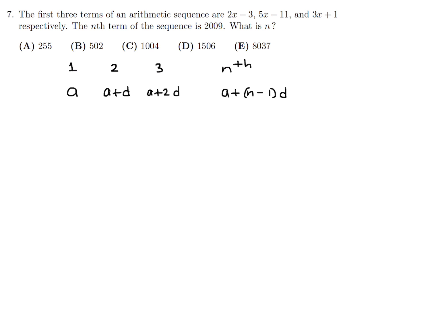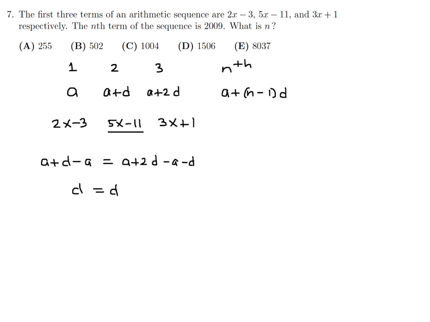Well, a plus d, a plus 2d, they gave us 2x minus 3, 5x minus 11, and 3x plus 1. What is important to remember in an arithmetic sequence is that when you take the second term and subtract from it the first term, it's equivalent to the third term minus the second term, because all you get left with is just d's. d equals d. So that's what we're going to do in this one. So here we go.